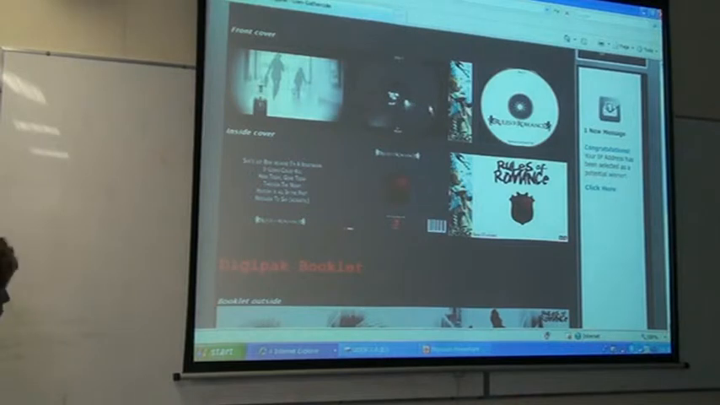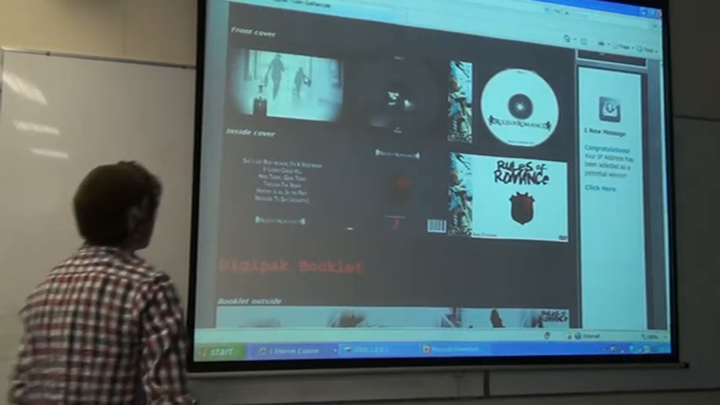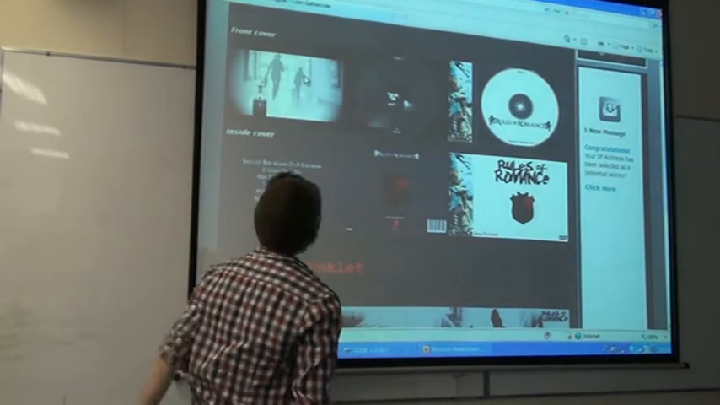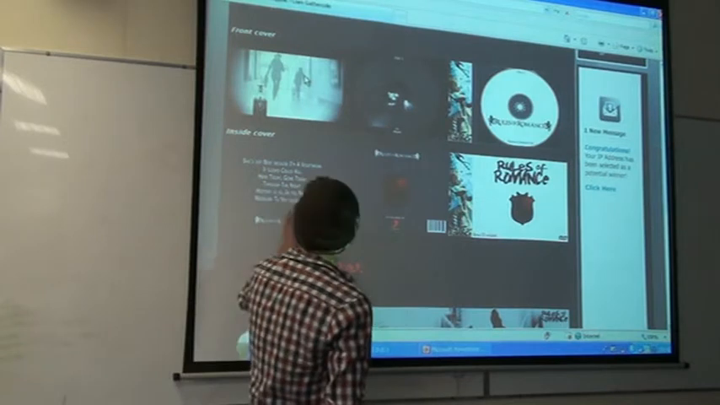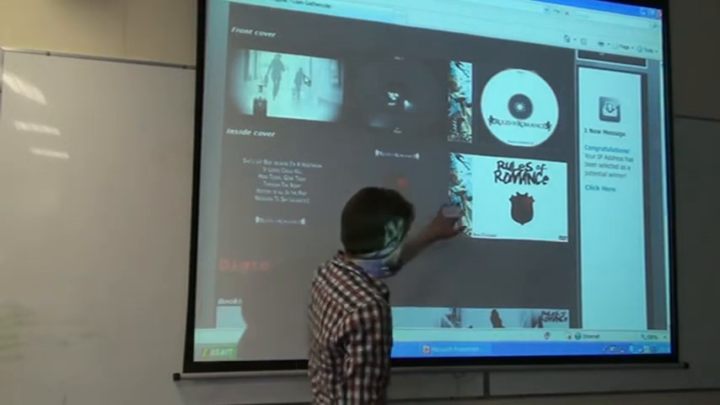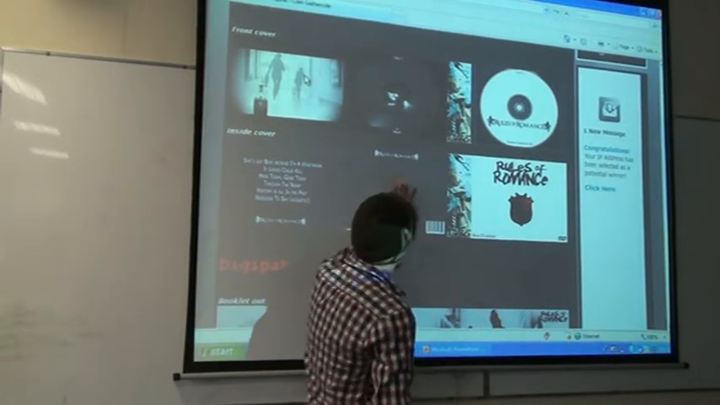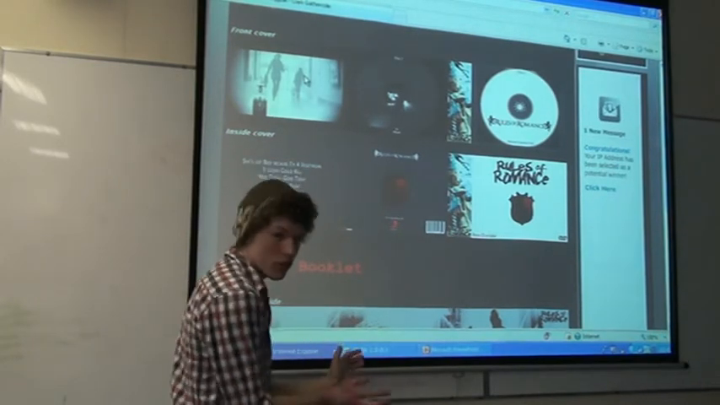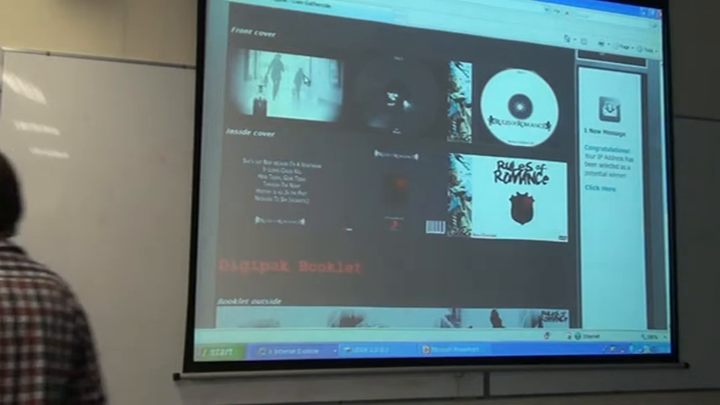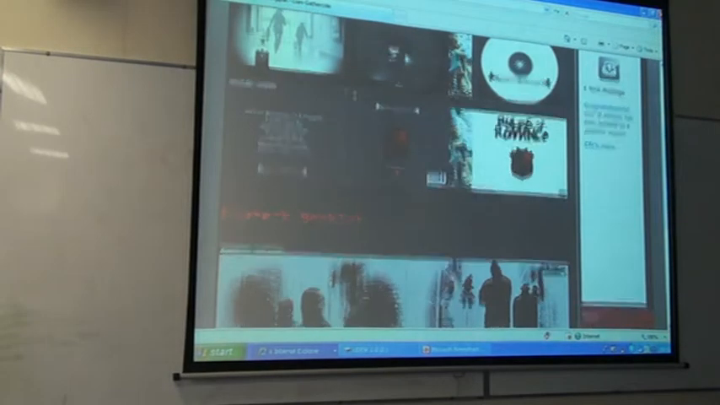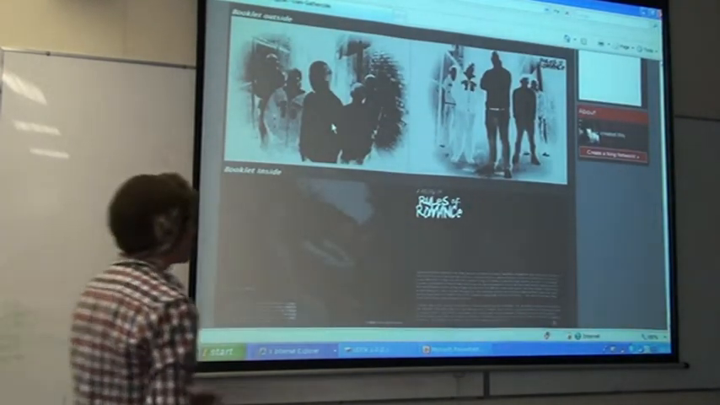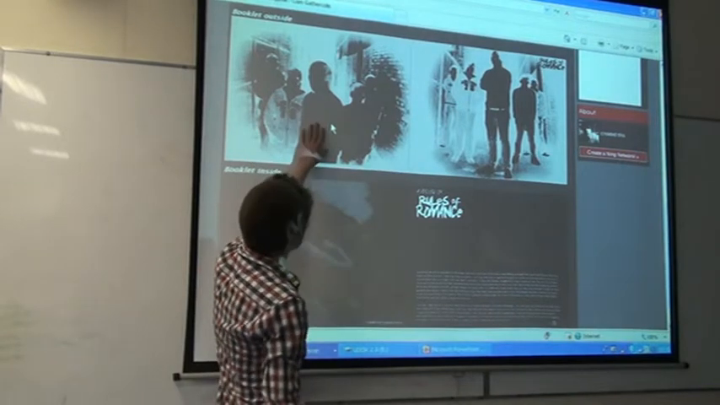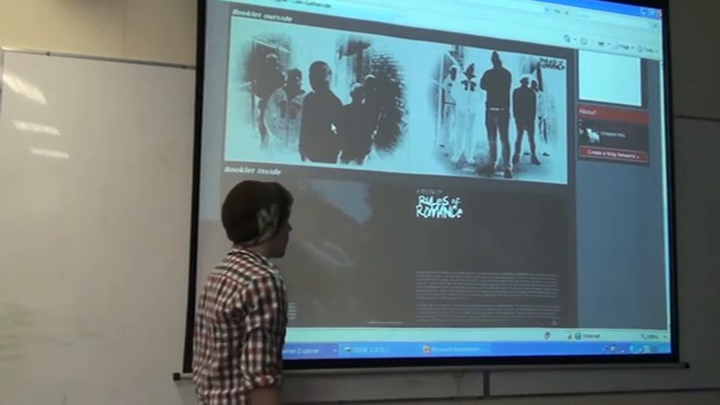This is the front cover of my digipack. That's the inside of my digipack. They are the two CD holders, and that is the insert. This is the front cover. This is the front, this is the back, and this is the middle. It opens gatefold as it's supposed to. And then this is the booklet which goes inside the digipack. That's the front cover and that's the inside.